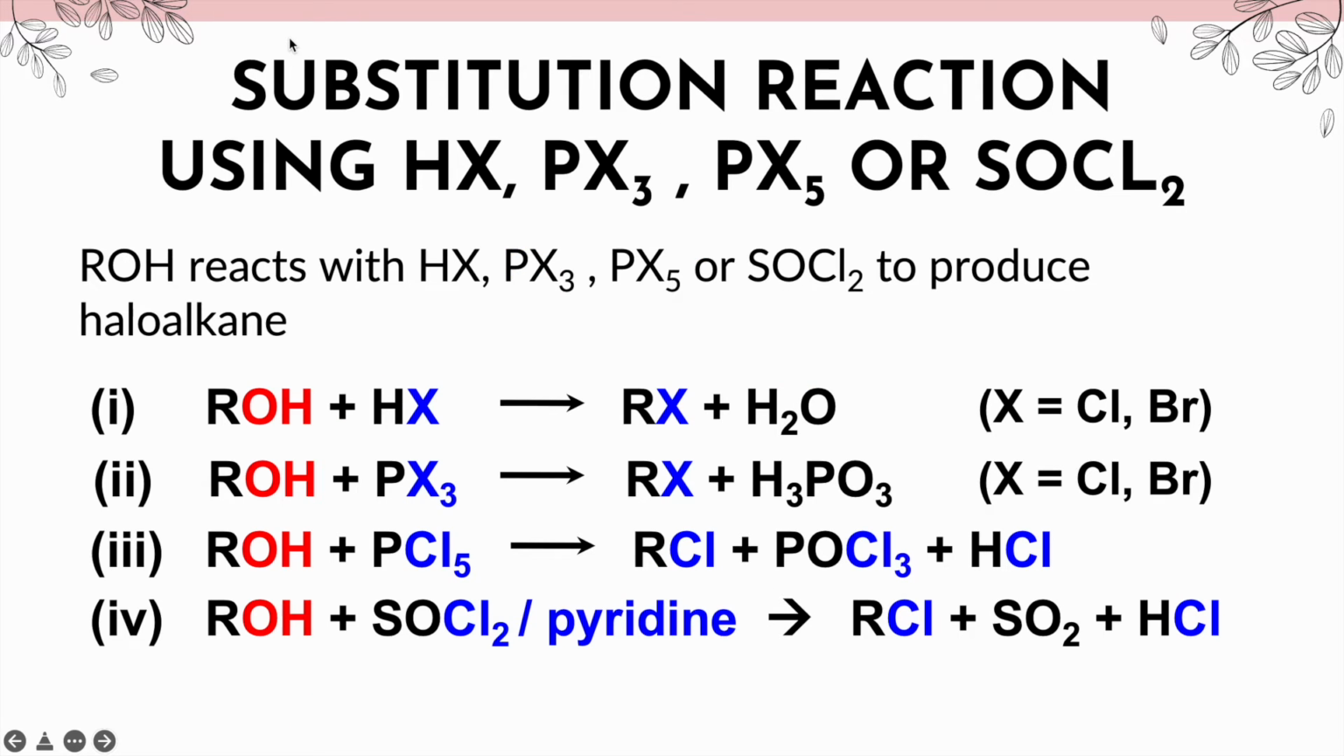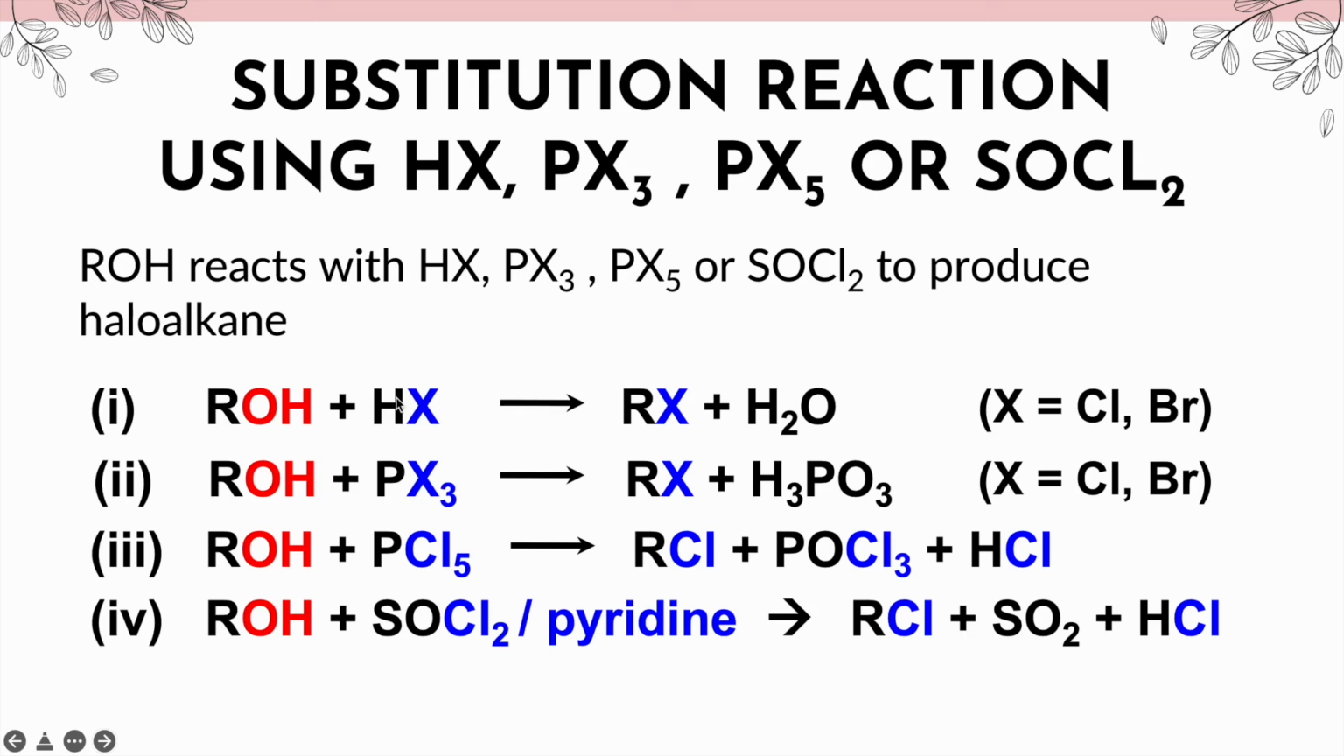Next reaction is the substitution reaction using HX, PX3, PX5 or SOCl2. X can be Cl or Br. So alcohol, ROH, reacts with HX, PX3, PX5 or SOCl2 to produce haloalkane. If alcohol reacts with HX, our X, remember, can be Cl or Br. So this X will substitute the OH group in alcohol, and it becomes RX and water.